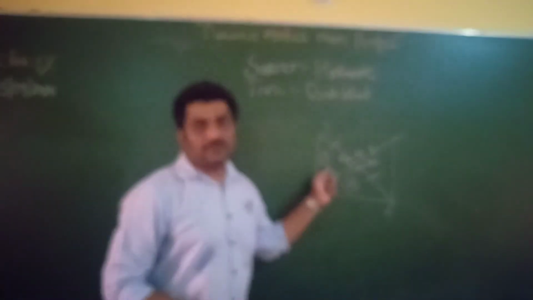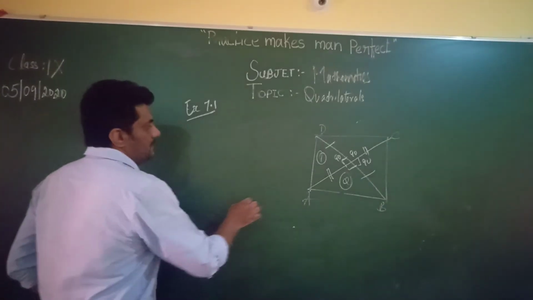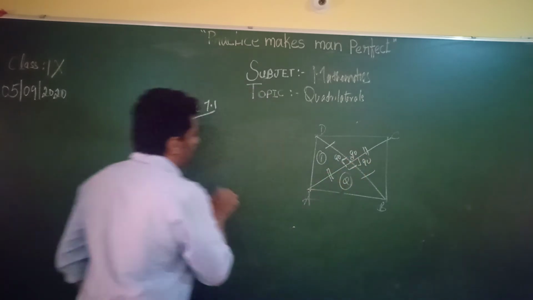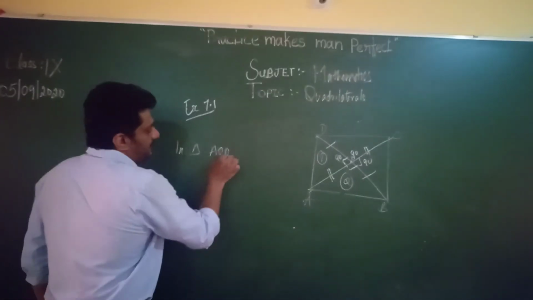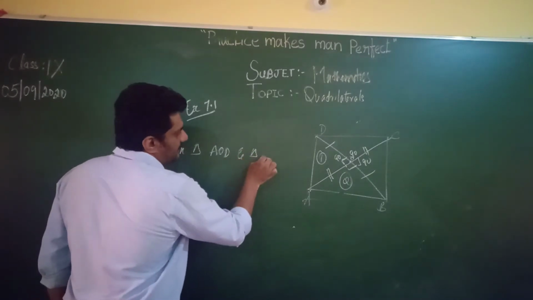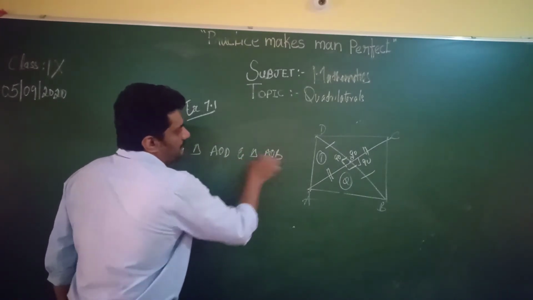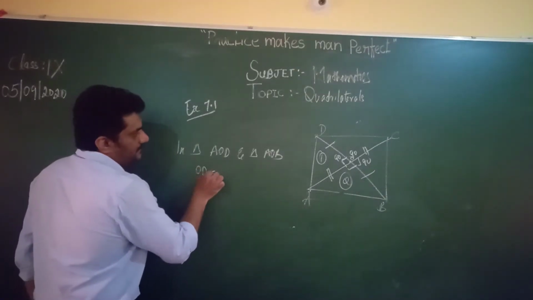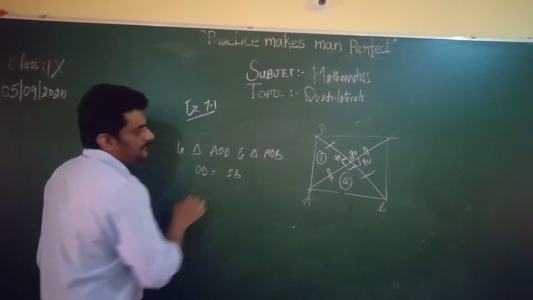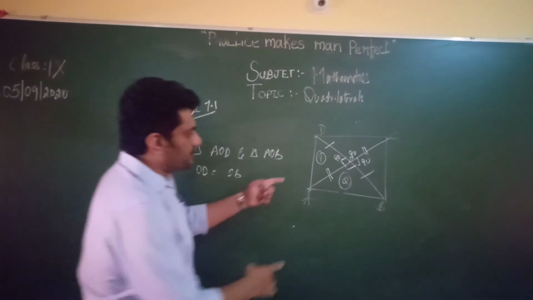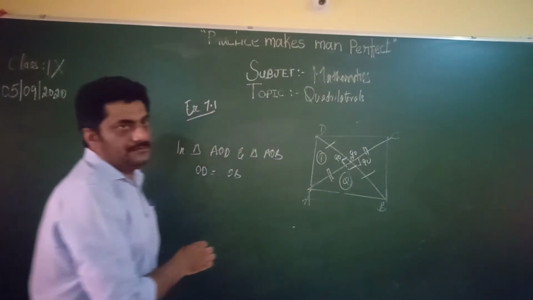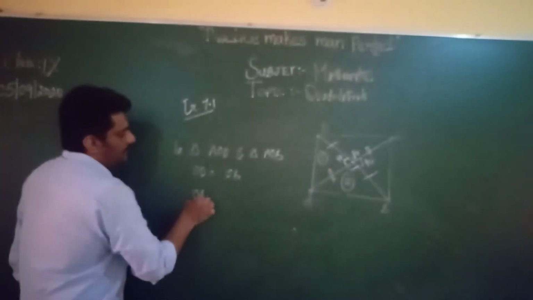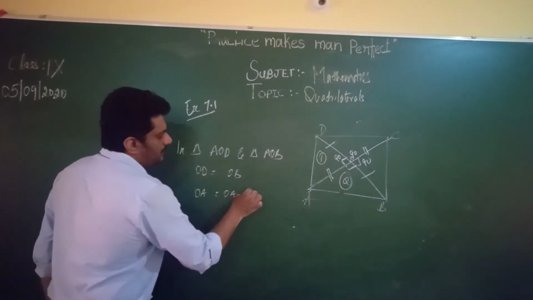Prove these two are congruent. Let's make this as... in triangle AOD and triangle AOB. Can I tell OD is equal to OB? Then these two triangles I'm talking about. This is common. OA is equal to OA, common.